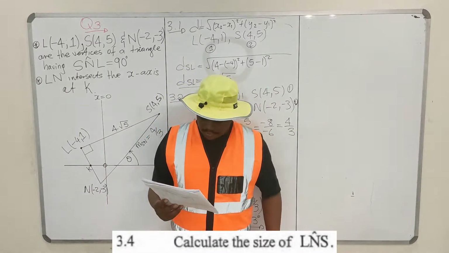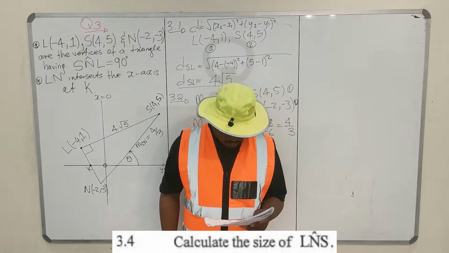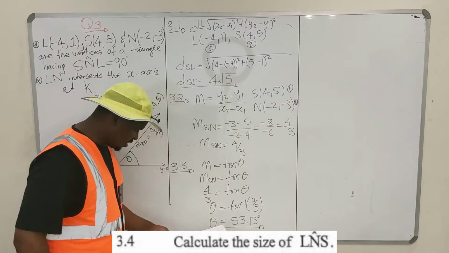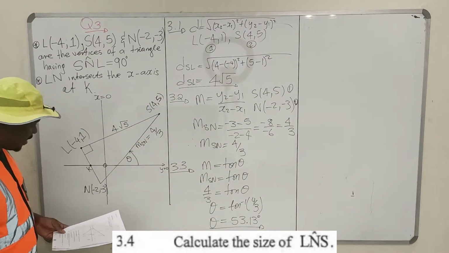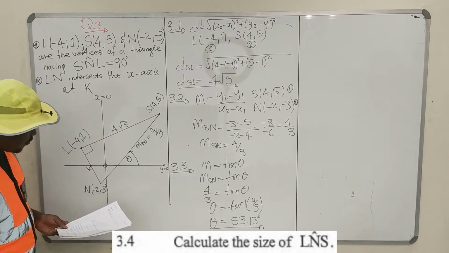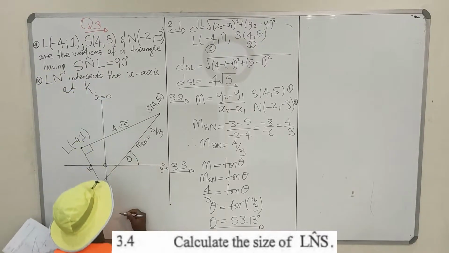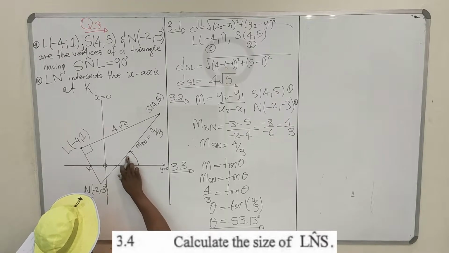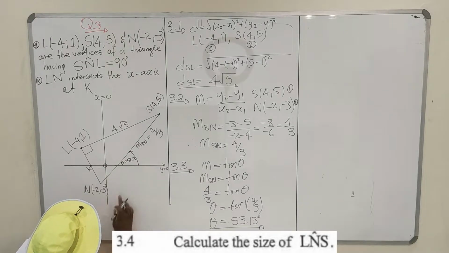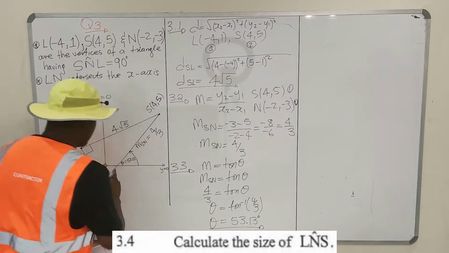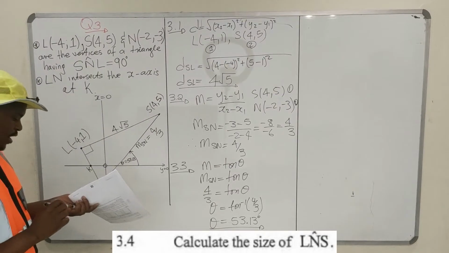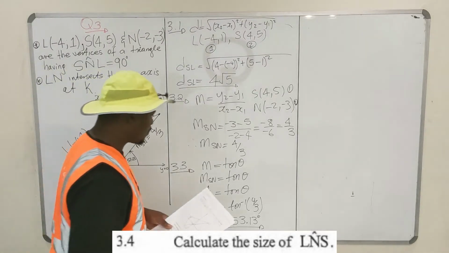What are they saying at 3.4? Let's enter this information as well. So 53.13 is theta. It's this angle here. Theta is called 53.13. I hope it is clear. So theta, which is that, is called 53.13. No problem. Done.